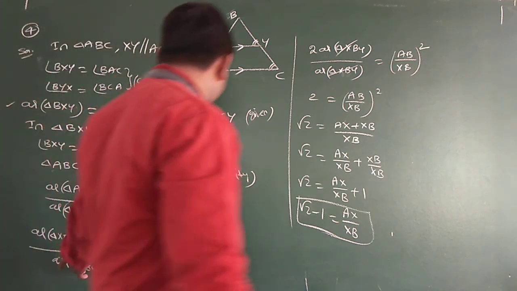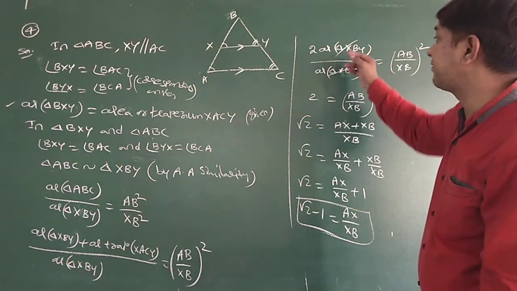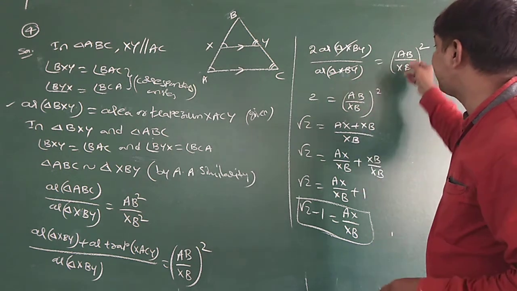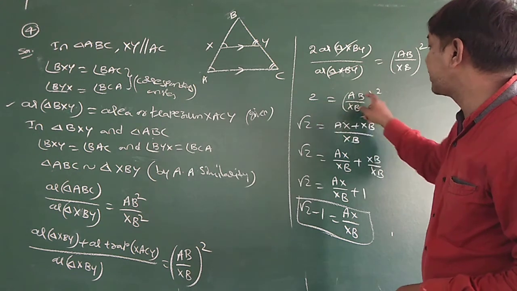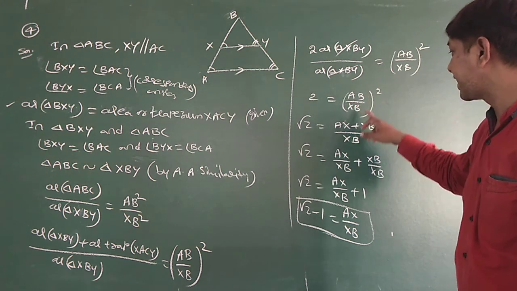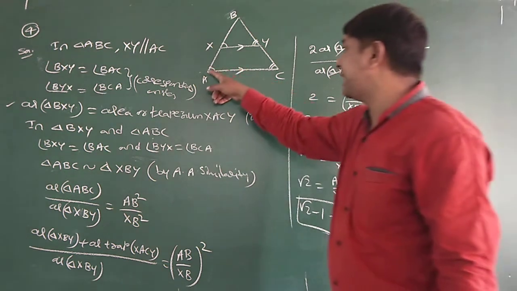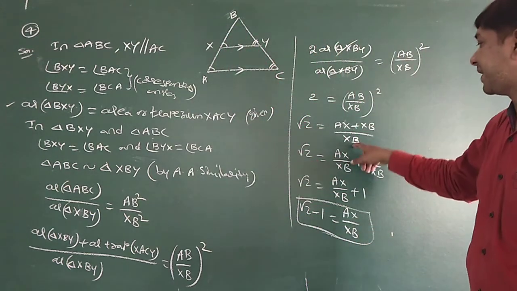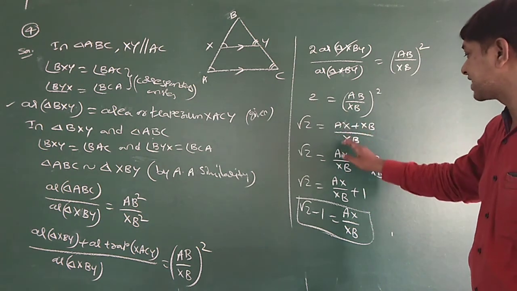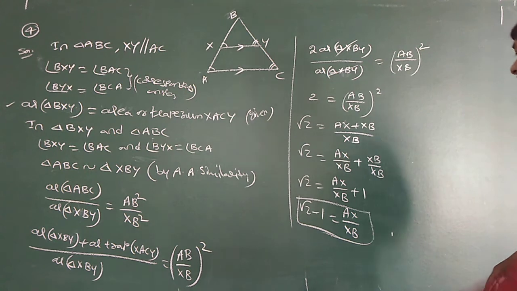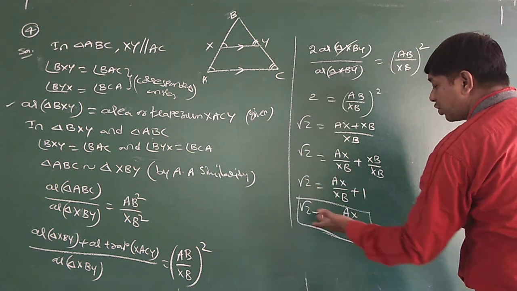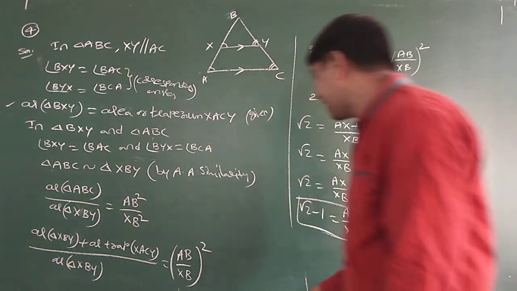Since I have the denominator XBY, we can write 2 times the area of triangle XBY in the numerator, over area of triangle XBY, is equal to AB by XB whole square. Cancel: 2 is equal to AB by XB whole square. Send 2 to this side: root 2 is equal to AB by XB. AB I wrote as AX plus XB, by XB. Now you can split the numerator: AX by XB plus XB by XB. XB cancels, giving 1. Root 2 is equal to AX by XB plus 1. Send 1 to this side: root 2 minus 1 is equal to AX by XB.